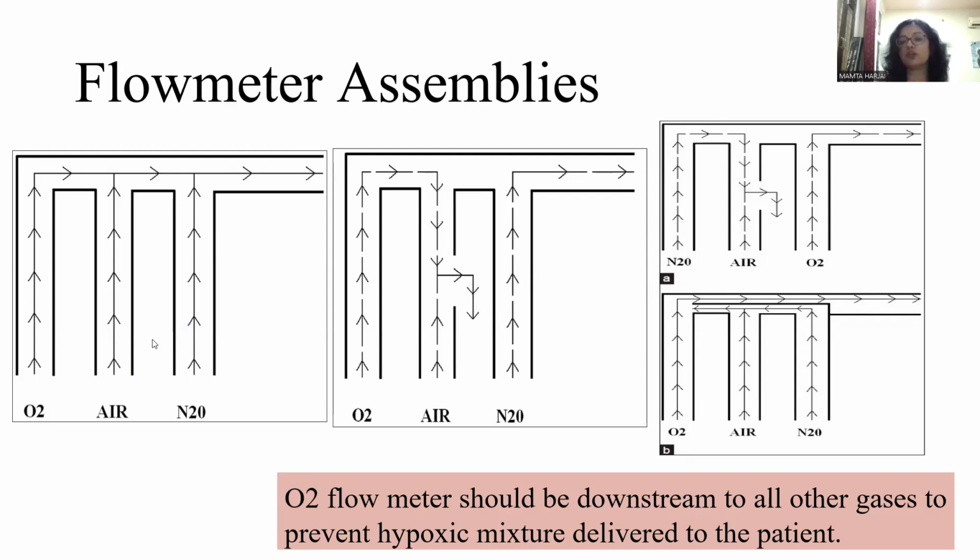Though all oxygen flow meters should be kept downstream to all other gases to prevent a hypoxic mixture, a new technique has been introduced, where a wedge has been placed. It means the oxygen route has been made separately. Now it is not mixing with air or nitrous at any cost. So this will prevent a hypoxic mixture even more.